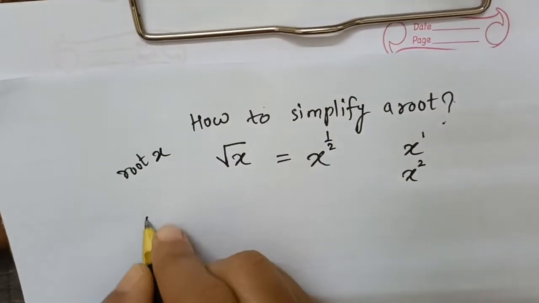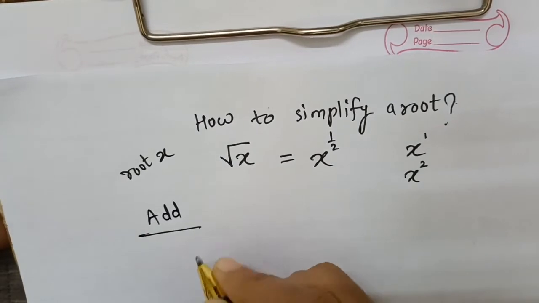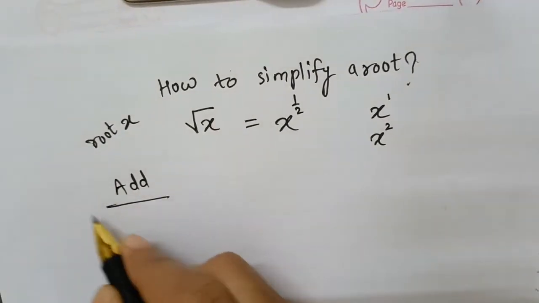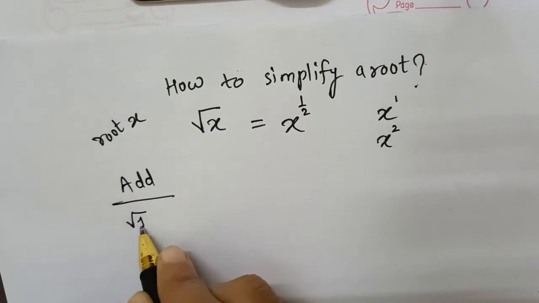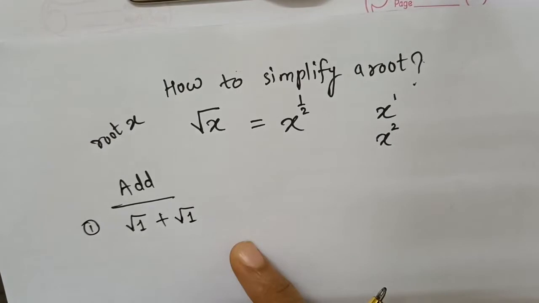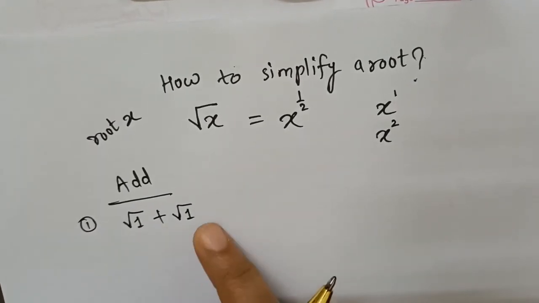So a question can arise: what to do when there is root addition? For example, consider I have root 1 plus root 1. This is the first example. So what can you do with root 1 plus root 1?